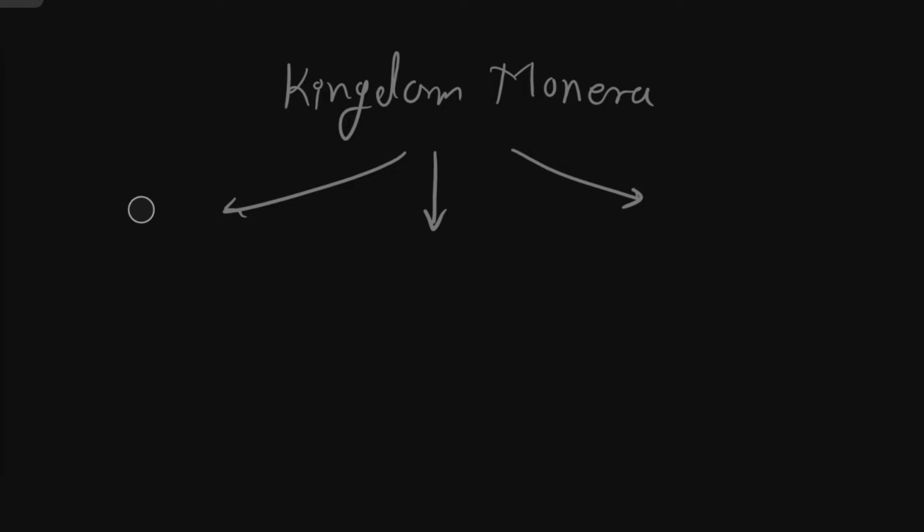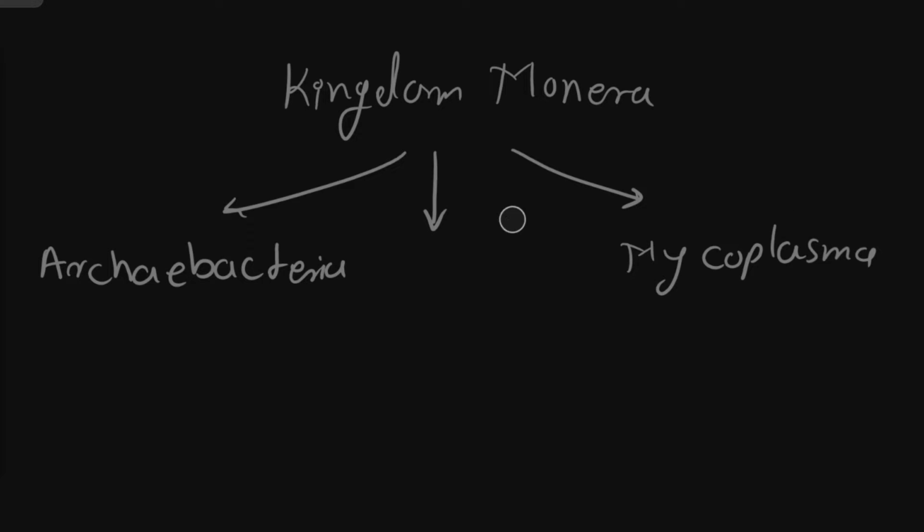Now, kingdom Monera is divided into three categories. First is Archaebacteria, then Mycoplasma, and here it's Eubacteria. We are going to see them one by one.